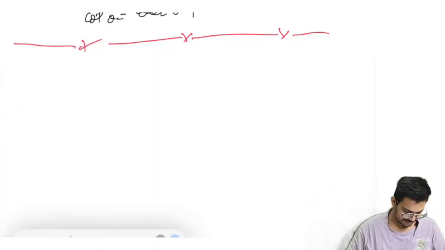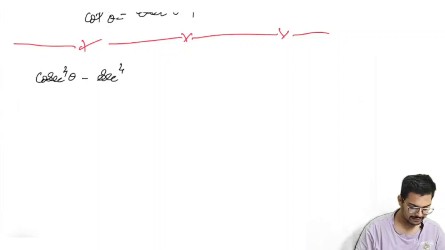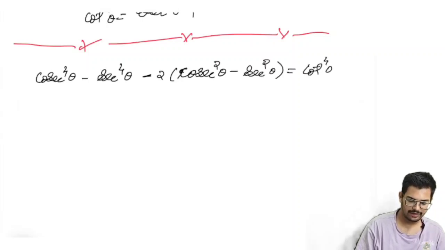This is another method. Finally, there is one more method. That is, our expression is cosec raised to 4 theta minus sec raised to 4 theta minus 2 times cosec square theta minus sec square theta equal to cot raised to 4 theta minus tan raised to 4 theta.